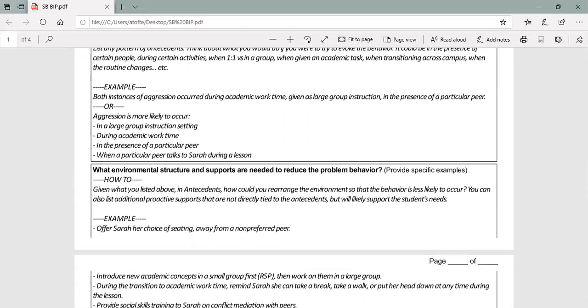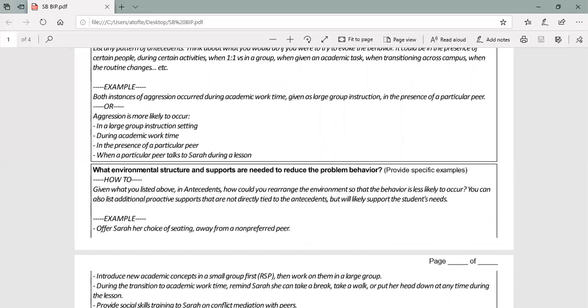So our example here is, well, in this fake behavior plan, the student had engaged in aggression 2 times. So I just listed both of those times, what happened before it. Well, we were in academic work time, it was a large group instruction, and a particular peer was nearby. But there could be a ton more information you can list under antecedents. Other common ones are like, if there's a sub, we're more likely to have behaviors that day.